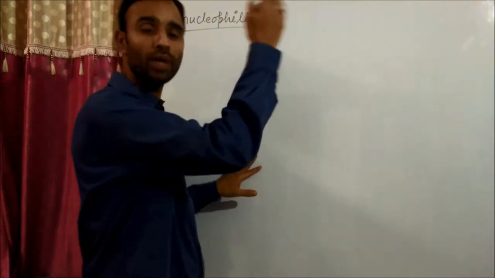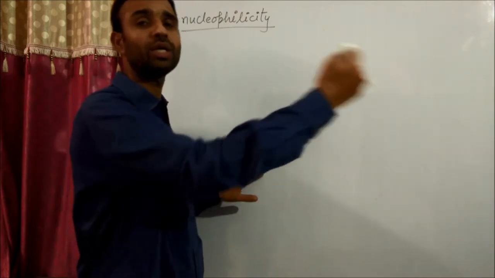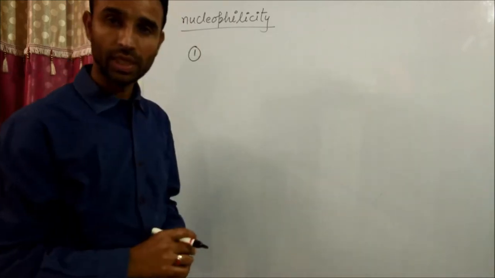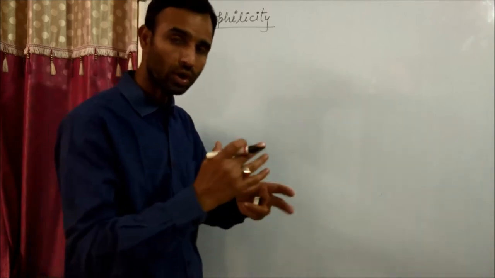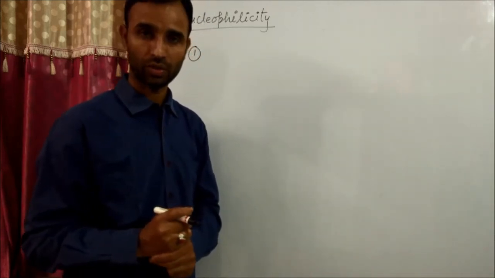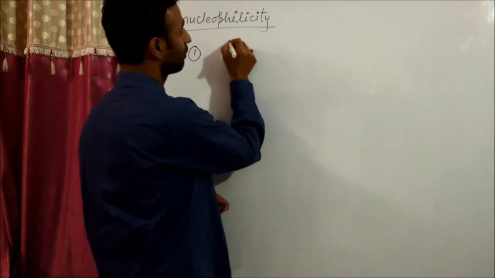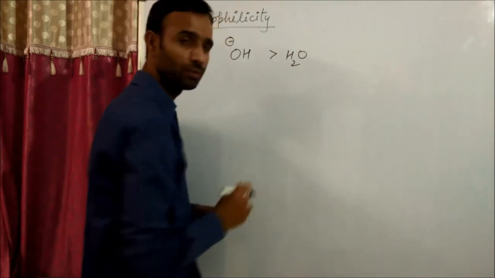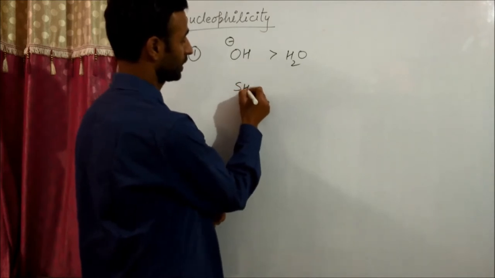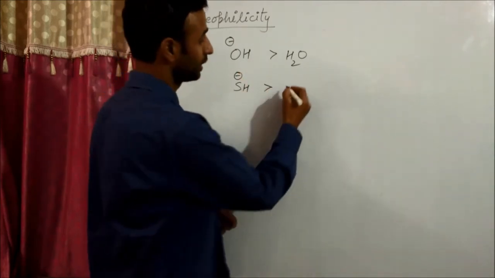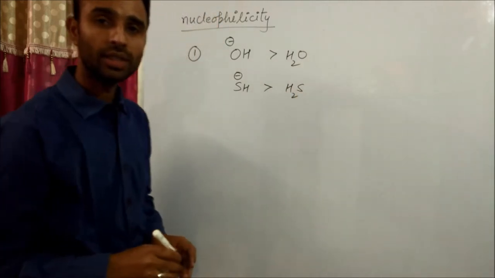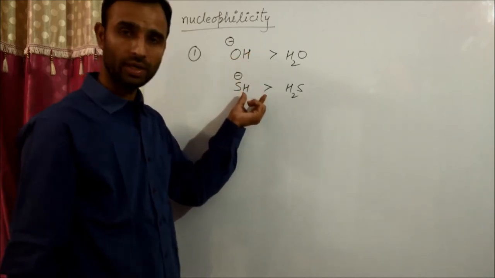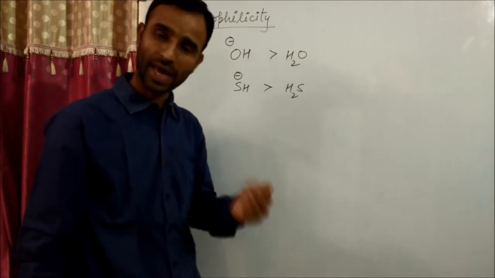So what is the nucleophilicity of a nucleophile? The nucleophilicity of a nucleophile is the reactivity of the nucleophile. There are certain rules. The first rule is that the nucleophilicity of a negative ion is more than its neutral counterpart. For example, OH negative ion is more nucleophilic than H2O, or SH negative is more nucleophilic than H2S. It means a base is a stronger nucleophile than its conjugate acid.